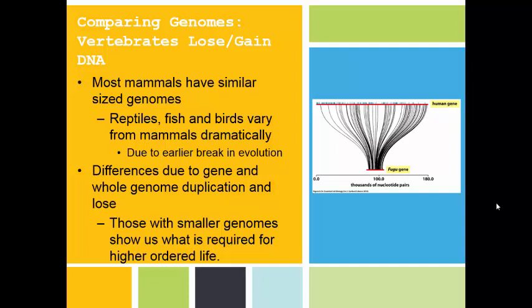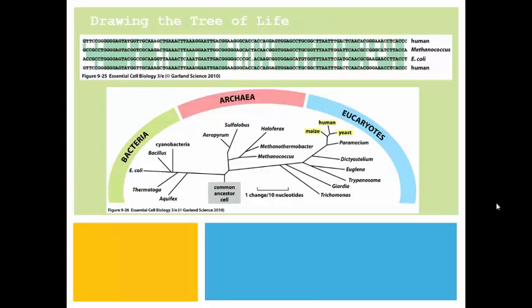When we compare gene sequences between species and start to build the tree of life, we can see that organisms can quickly add and lose genetic information. Those with minimal genomes, such as the pufferfish, are examples of what a higher ordered animal must have to survive. So how does all this information lead to the tree of life? We use the same methods we have been discussing to look for regions of the genome that are part of the basic building blocks of life.